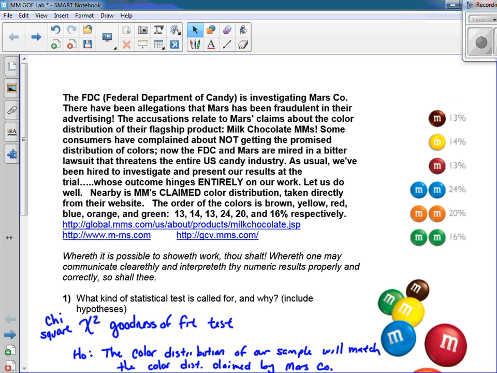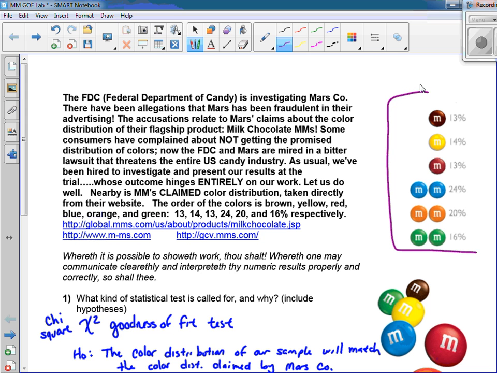Some consumers have complained about not getting the promised distribution of colors. Now the FDC and Mars are mired in a bitter lawsuit that threatens the entire U.S. candy industry. As usual, we've been hired to investigate and present our results at the trial, whose outcome hinges entirely on our work. Let us do well. Nearby is M&M's claimed color distribution taken directly from their website.